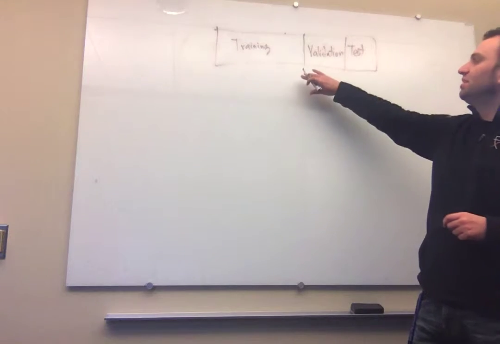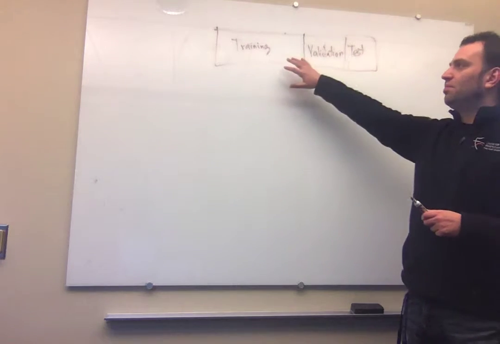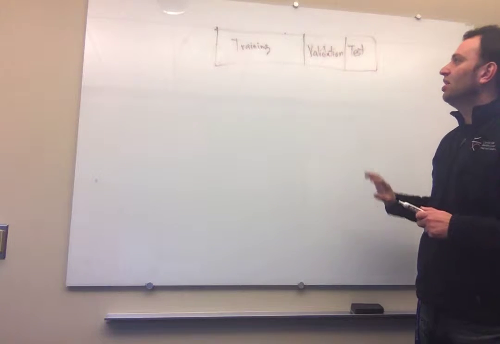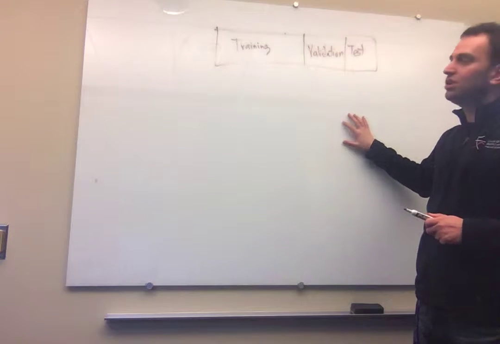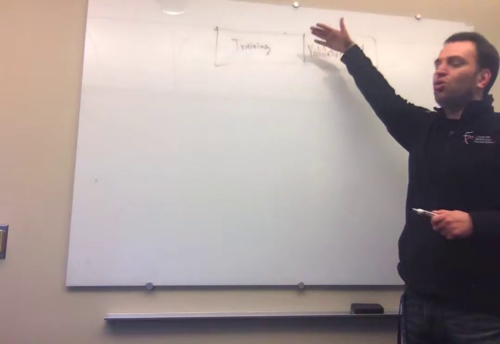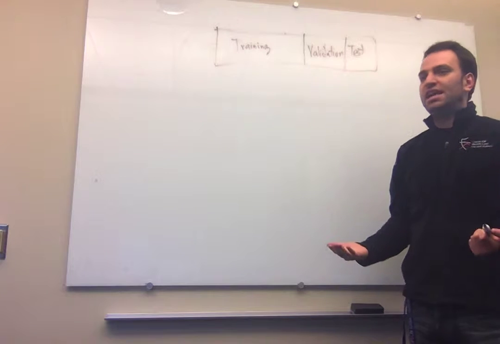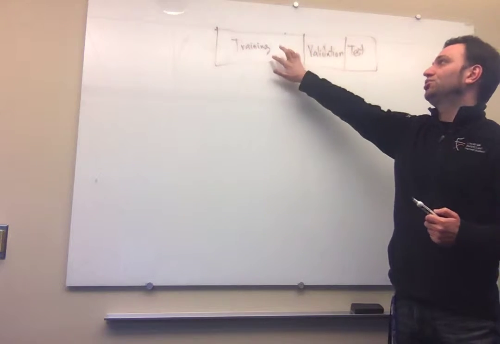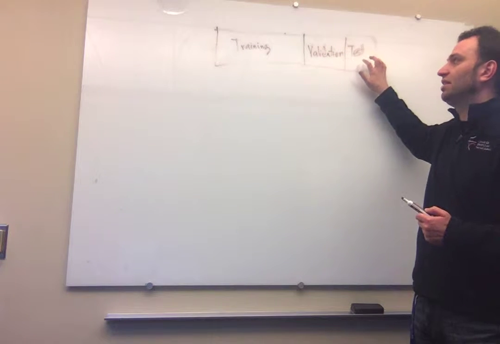Okay, so in this video, I want to talk about training validation test splits of datasets. So here's basically how it works. You usually would start with a whole dataset, and all the rows in that dataset would be the same as far as you're concerned. Then you would randomly split the dataset into a training, a validation, and a test set.